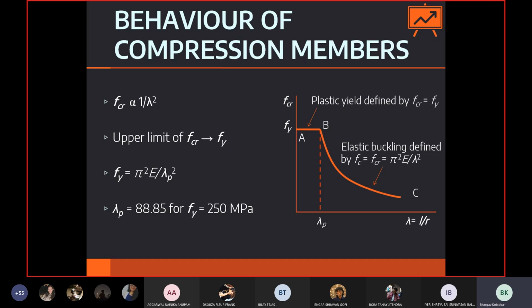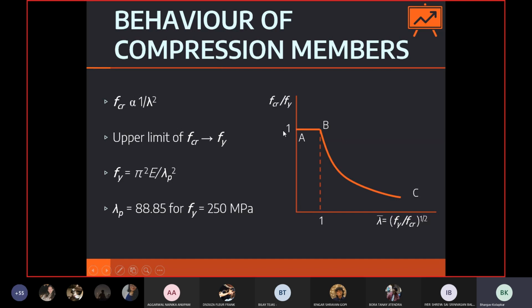Okay, moving on. An easier way to represent this curve is when we normalize it. Normalizing means we turn this curve into unit lengths. For example, here the units are megapascals, and here it's a slenderness ratio, which is just a ratio. When we normalize, we divide all the y coordinates by Fy and all the x coordinates by lambda p. So the curve still remains the same, but this point Fy upon Fy is 1.